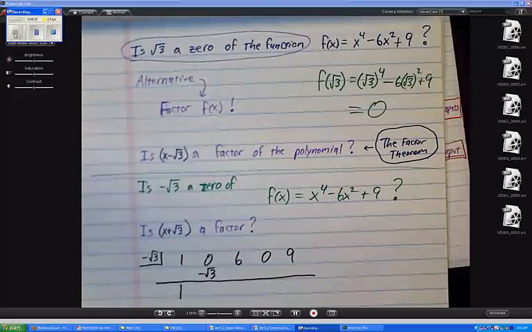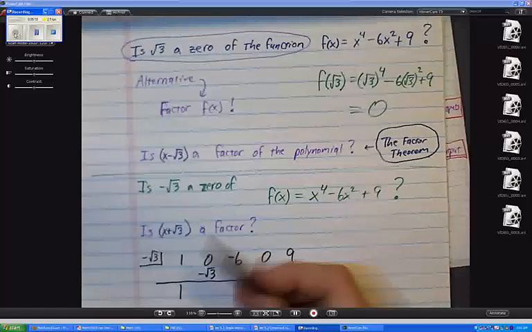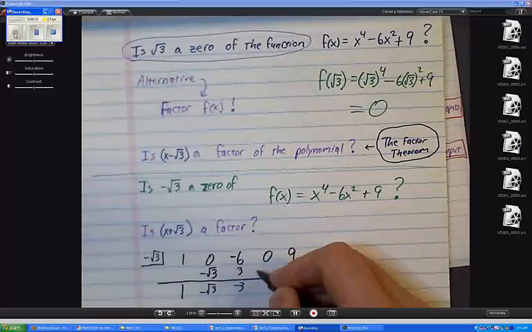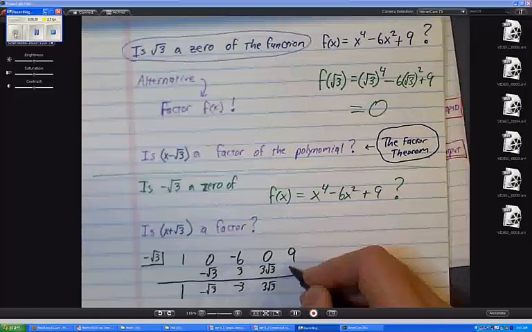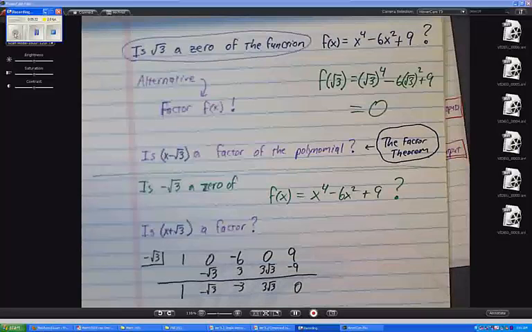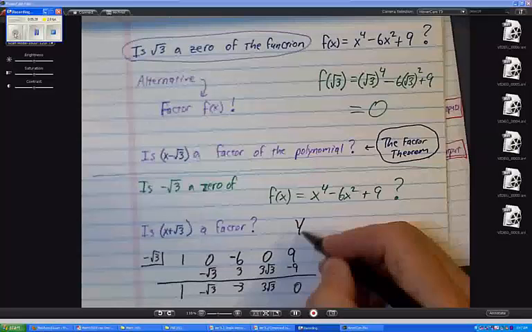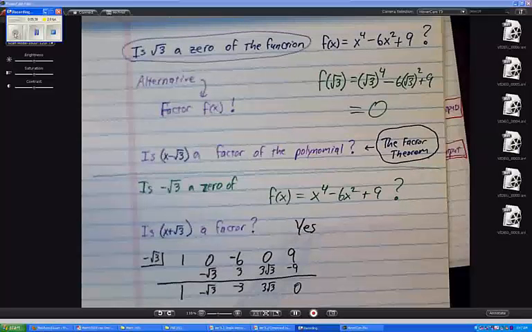Alex and Jenna say -6. Okay. So we get negative square root of 3, positive 3, negative 3, positive 3 square root of 3. And yes, this is too fast, I understand, but it is what it is. Okay? If I get the 0, what do I say? Yes. Yes. Okay.